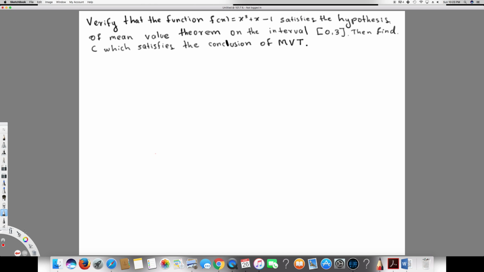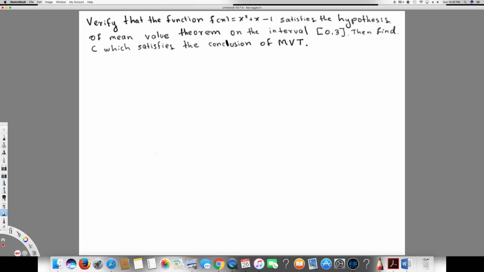Let's do this problem right here. The question is asking: verify that the function f of x equals x cubed plus x minus 1 satisfies the hypothesis of the mean value theorem on the interval 0, 3, then find c which satisfies the conclusion of the mean value theorem. So let's see how we can do this.